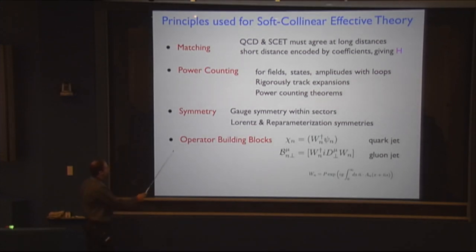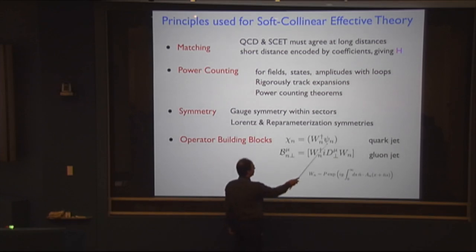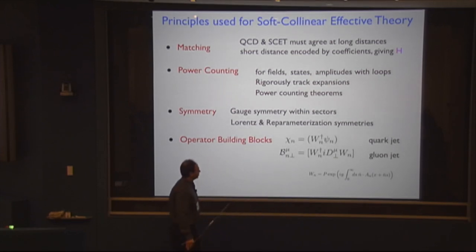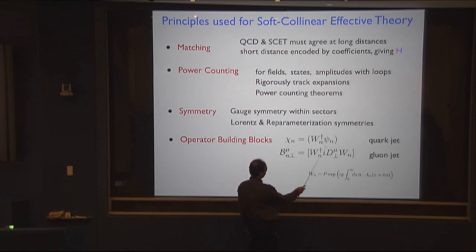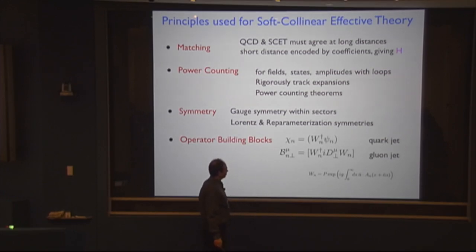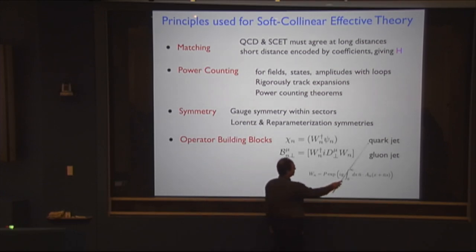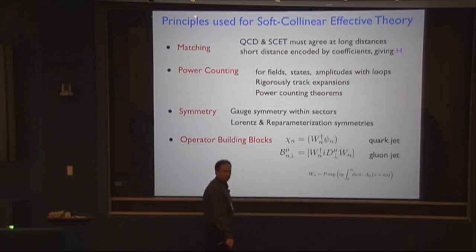After you make this construction, what you find is that the new objects that are appearing are what I call these building blocks. They're quark fields in a given direction, dressed by a Wilson line, as well as an analog for gluons, where you have some dressing by a Wilson line. And in a very real sense, these are the fields that are producing a quark jet or a gluon jet. Okay.